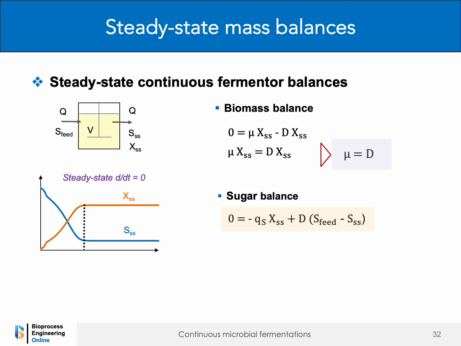The steady-state substrate concentration S_SS is determined from the stationary substrate balance: 0 equals minus q_S X_SS plus D times S_feed minus S_SS, or equivalently, q_S X_SS equals D times S_feed minus S_SS. This relation shows that, at steady state, the volumetric substrate consumption rate is equal to the dilution rate, multiplied by the difference between the feed substrate concentration and the residual substrate concentration in the fermenter.